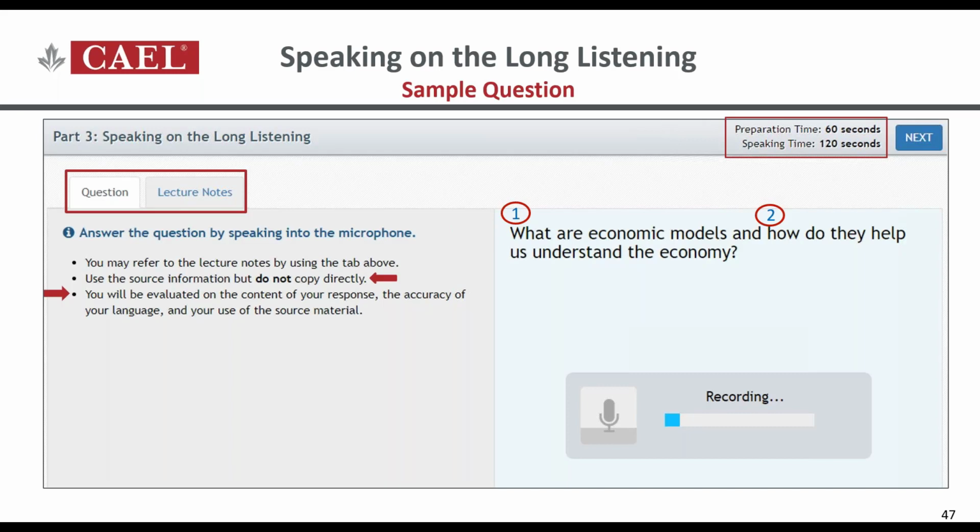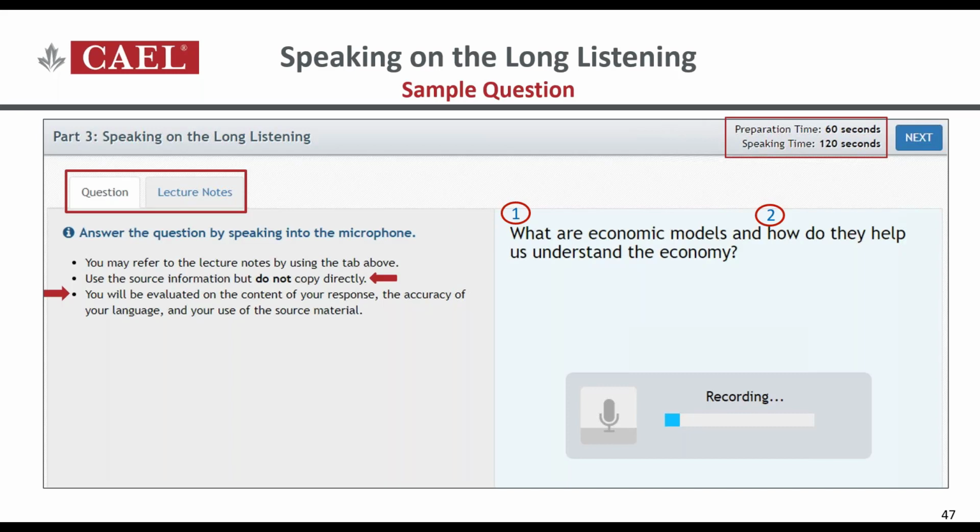In the instructions, it's also important to note that you should not copy the source information directly. So it says use the source information, but do not copy it directly. And that's very important. And lastly, you will be evaluated on the content of your response, the accuracy of your language, and your use of the source material. So basically, you need to speak for 2 minutes. You need to try to be as accurate as you can with your language, so using specific adverbs and adjectives. And also, you need to reference the source material, but don't just copy it word for word.